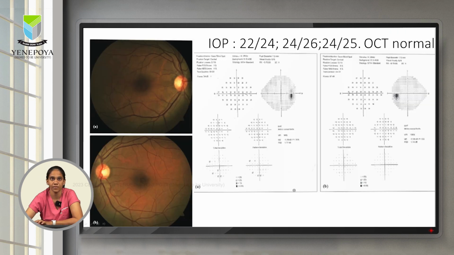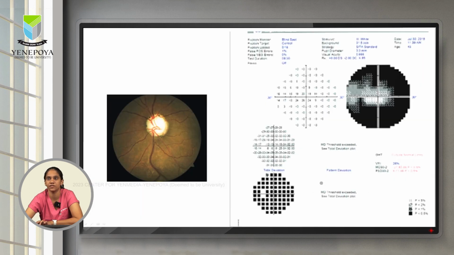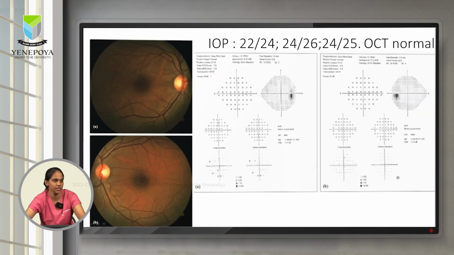Okay. Actually, in this there is no pattern deviation. They have not made it. There is only the total deviation. If you see that, the changes are very corresponding. Outside normal limits, mean deviation P less than 5%, all of that.